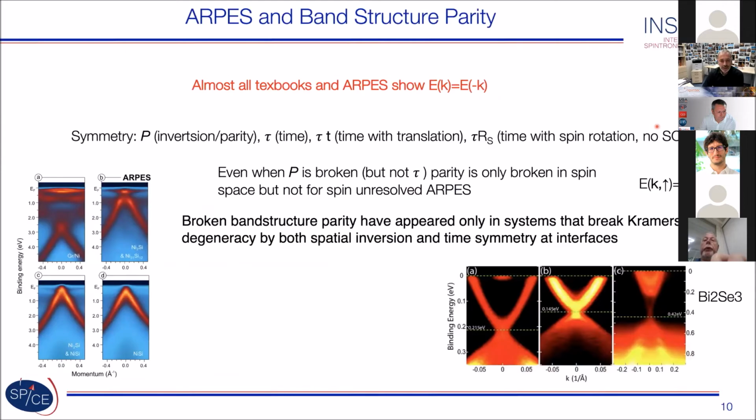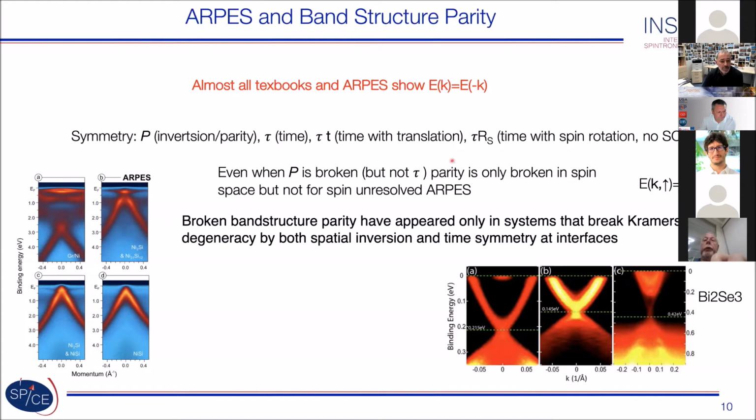So going back to the idea of band structure parity, in almost all the textbooks, all the ARPES data that you see, you do have this parity, that the energy at k is equal to the energy at minus k. This is because you have symmetry that protects this. You have parity that will indicate that you have this evenness in the band structure. If you have time symmetry, you also will have it. If you have time symmetry with translation, you will have it. And if you have time symmetry with the spin rotation without spin-orbit coupling, you also have that type of symmetry, and it covers a lot of physics and a lot of the systems.